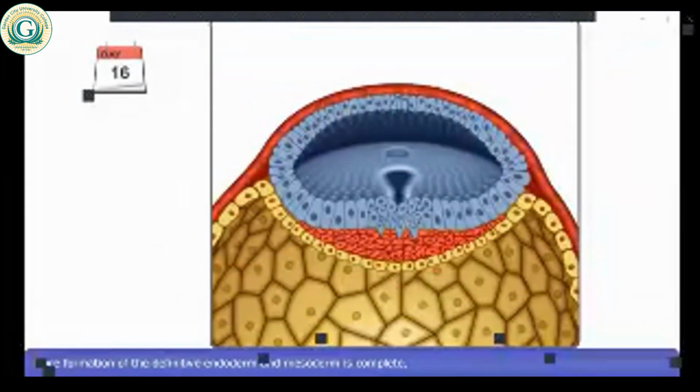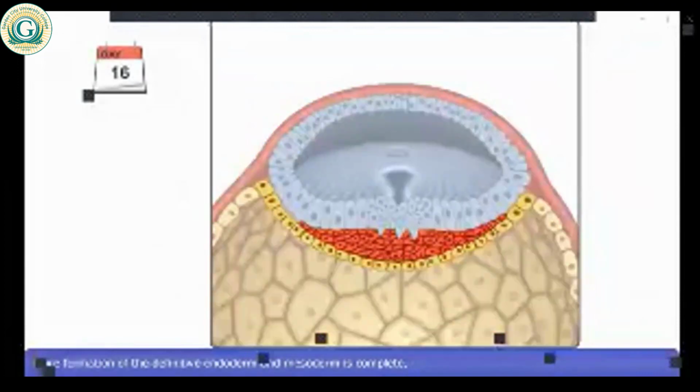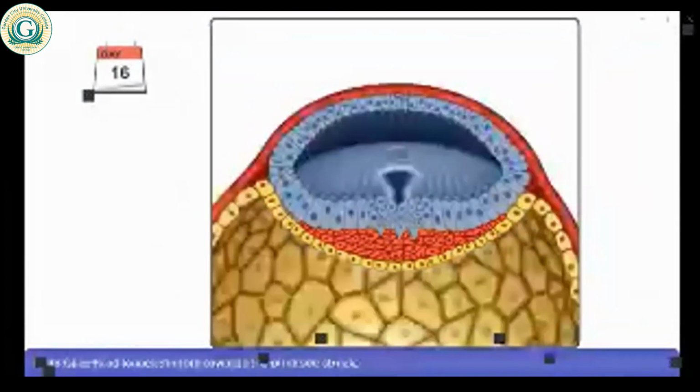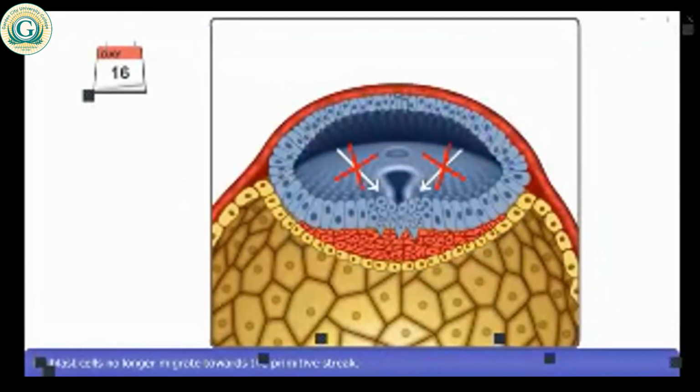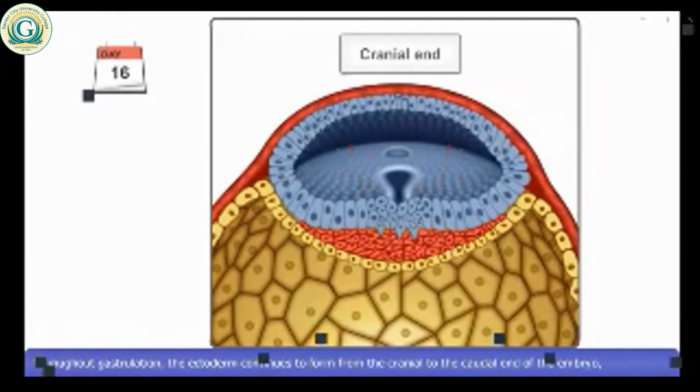Once the formation of the definitive endoderm and mesoderm is complete, epiblast cells no longer migrate towards the primitive streak. Throughout gastrulation, the ectoderm continues to form from the cranial to the caudal end of the embryo, establishing 3 distinct primary germ layers throughout the whole embryonic disc. The gastrulation process is finally complete.